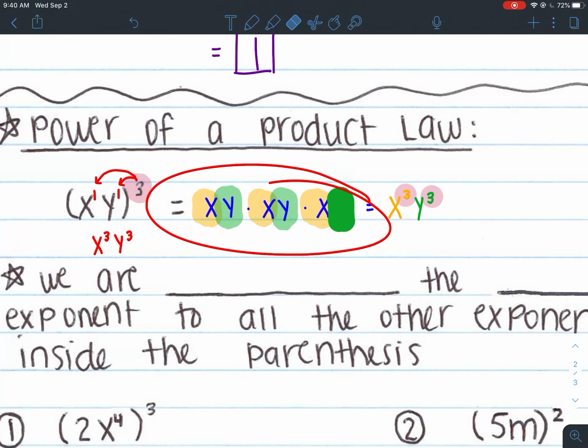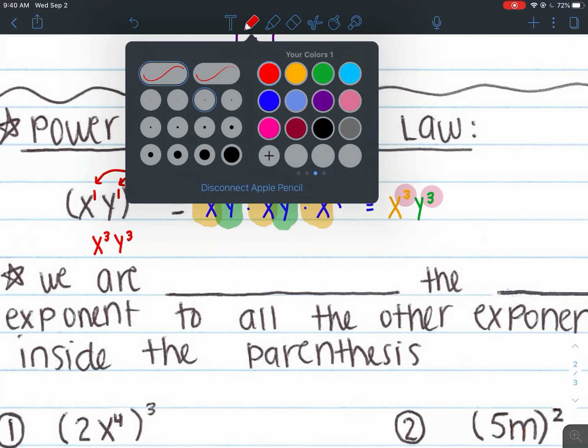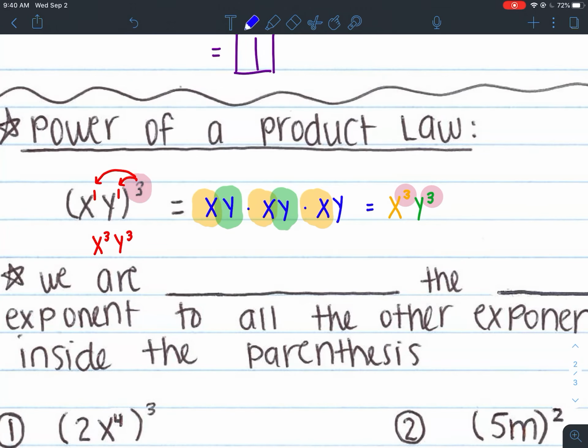So instead of doing, whoa, I just realized this became like a solid color. Give me 1 second.